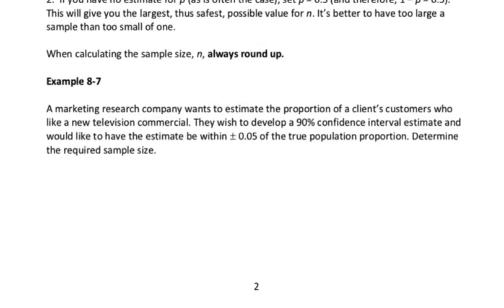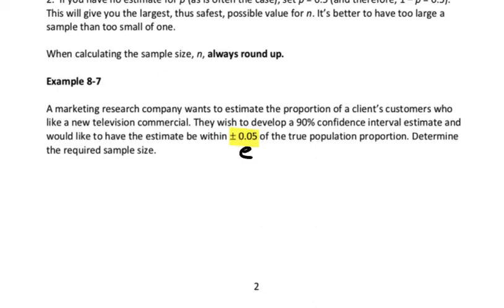So let's look at example 8.7. A marketing research company wants to estimate the proportion of a client's customers who like a new television commercial. They wish to develop a 90% confidence interval estimate and would like to have the estimate be within plus or minus 0.05 of the true population proportion. Determine the required sample size. So this plus or minus 0.05, that's the value for E, or the margin of error.